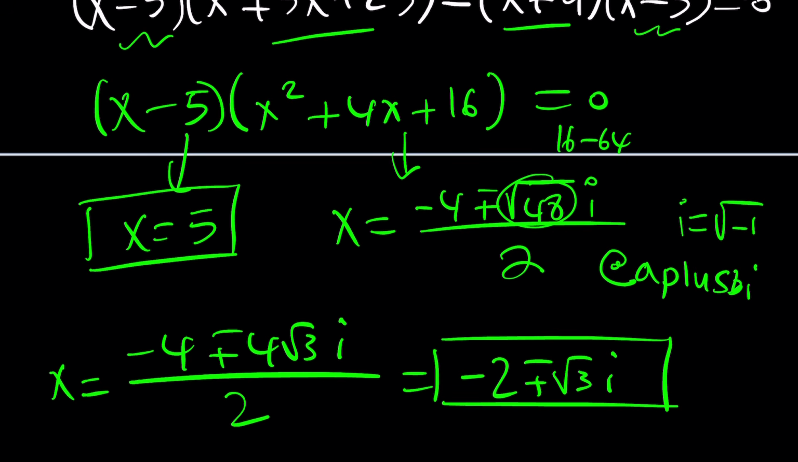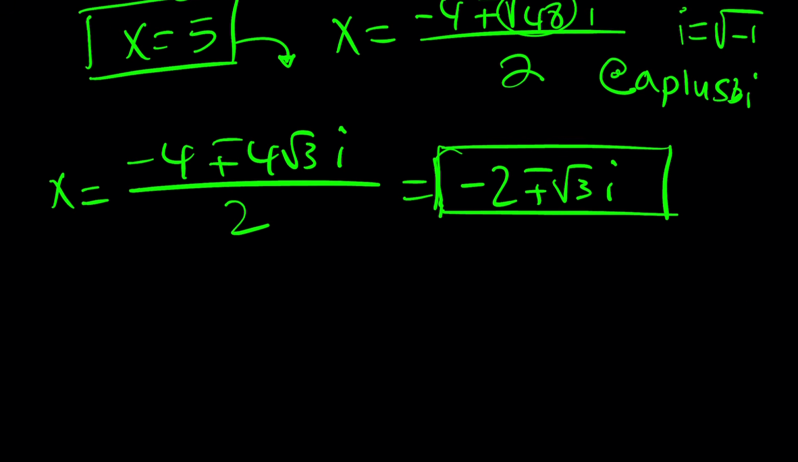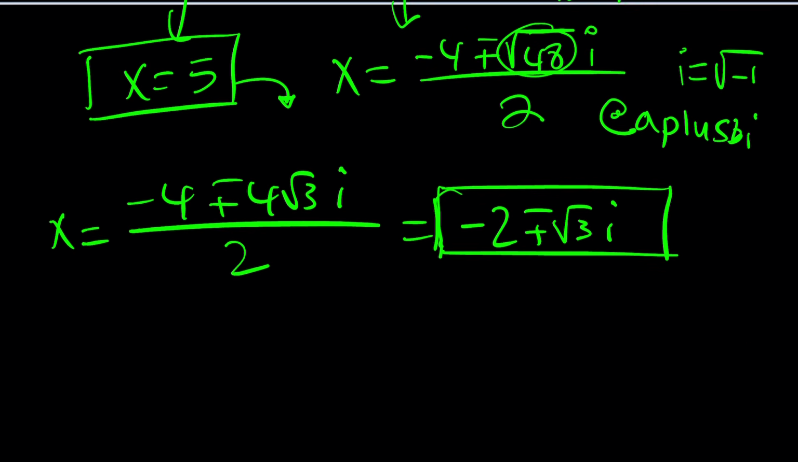Notice that with the Cardano's or Tartaglia's or Ferrari's, whoever formula you call it, with the cubic formula, hopefully you should be able to get x equals 5, but I don't know. Sometimes you don't. Some irreducible case, casus irreducibilis, something like that. I can't remember the Latin name for it, but you get the idea. So this brings us to the end of this video.